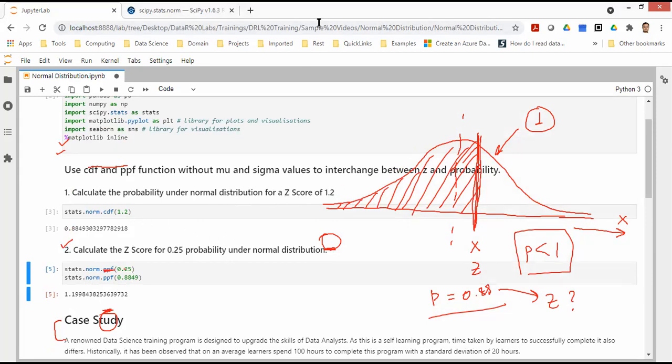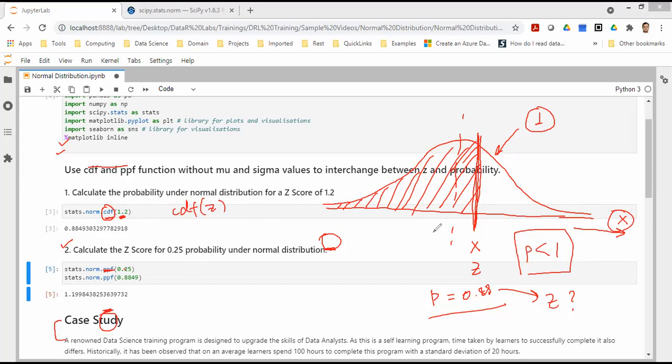Now, another point which is worth mentioning before I actually move to the case study is that this CDF function needs a z-score as the input, or as the argument to CDF. So whenever I'm using the CDF function, the argument to this CDF function is a z-score and not an x value.